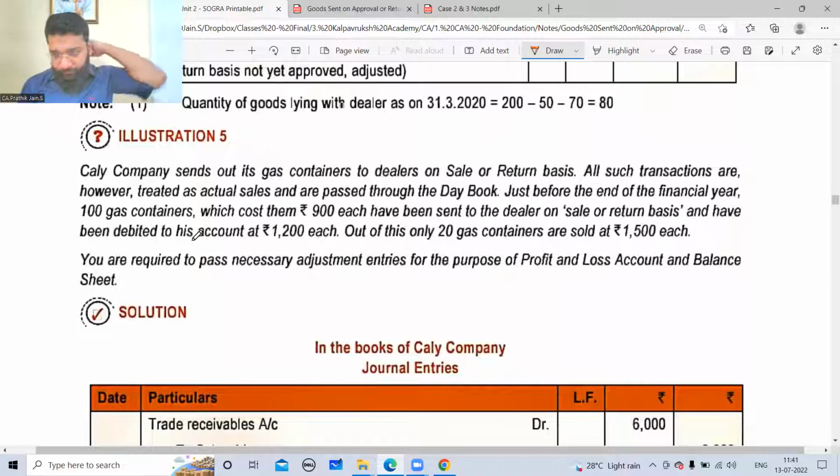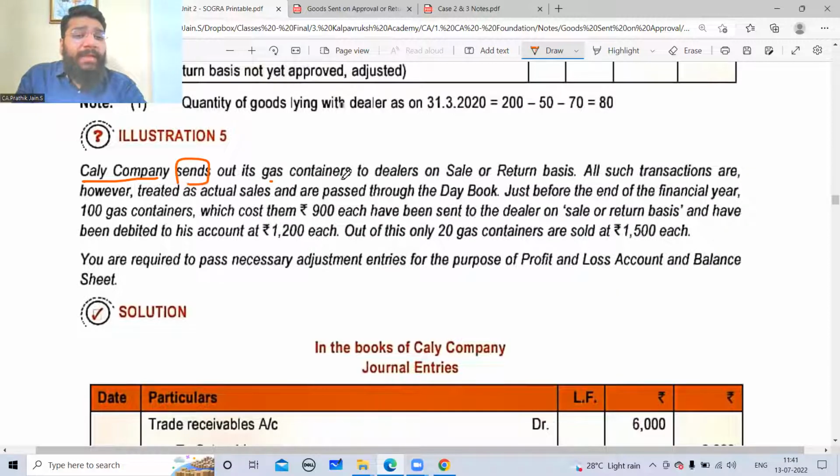Yes, sir. Now, guys, Cali company sends out its gas container to dealers on sale or return basis. All such transactions are, however, treated as actual sale. So what is the type of transaction? Casual type of transaction, and are passed through the day book.